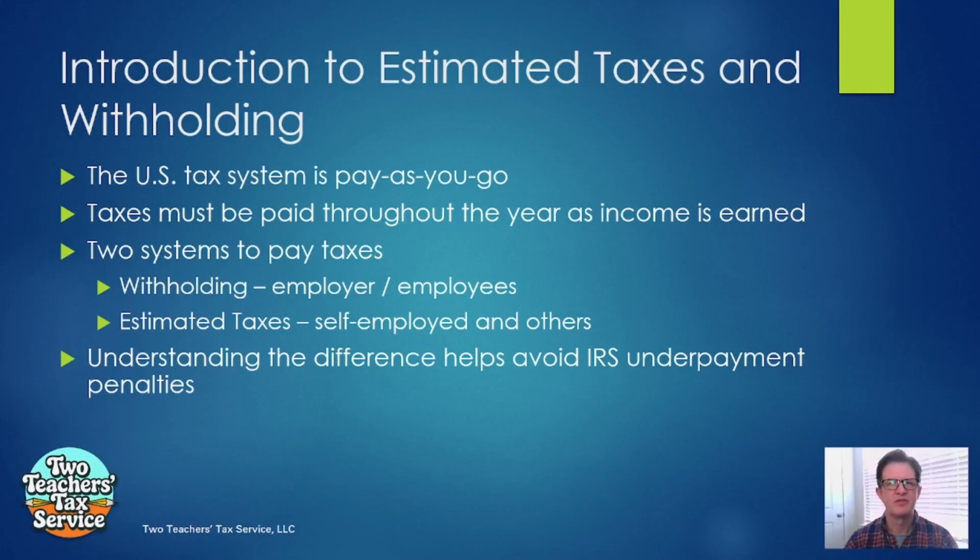There's the one that's familiar to many of us, which is withholding, where your employer withholds taxes out of your check. The other way that we put taxes into the system is by using estimated taxes. And self-employed individuals and others, especially those with large amounts of passive income, use estimated taxes to get the money into the tax system. Understanding the difference helps avoid IRS underpayment penalties.